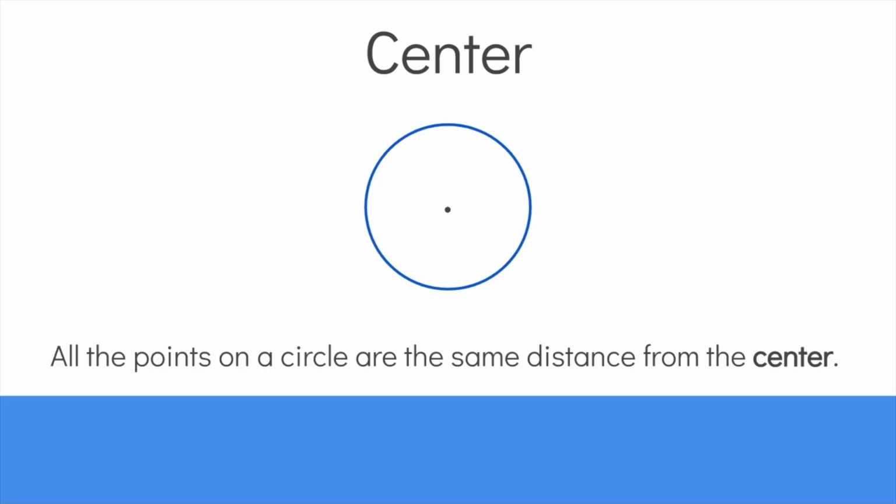Hello, students. Today, we'll identify the parts of a circle. Let's label the parts of this circle together now. This point is called the center. The center is in the middle of the circle. All the points on a circle are the same distance from the center.